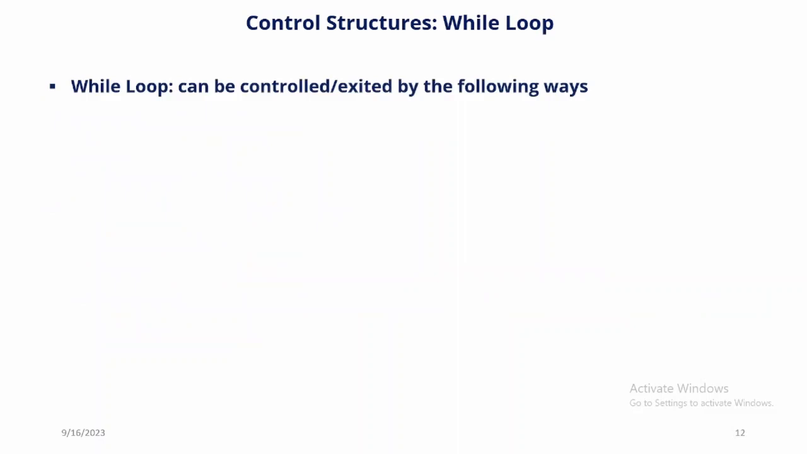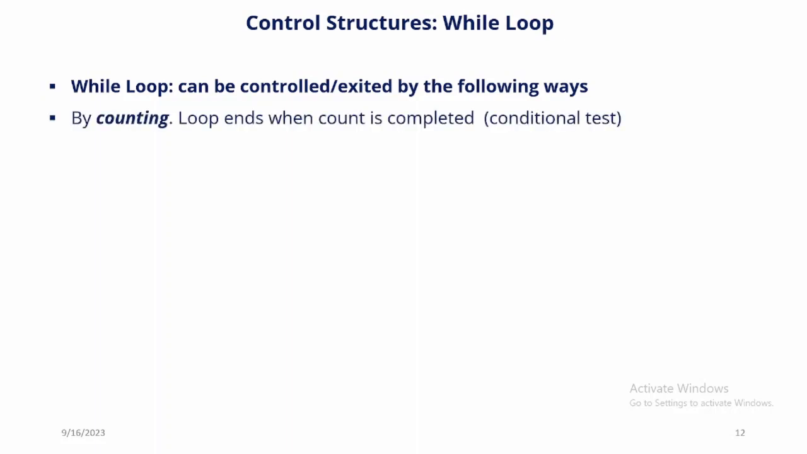So there are several ways that you can control your while loop. You need to be able to get out of the loop when it is required. These are the following ways to do that. One way is by counting. The loop ends when a count is completed, so we'll call this a conditional test. You can either count up or count down depending on your application. Sometimes you don't know exactly which way to do it. You try counting up. If it doesn't work, you try counting down. Whichever one works, you adopt that.